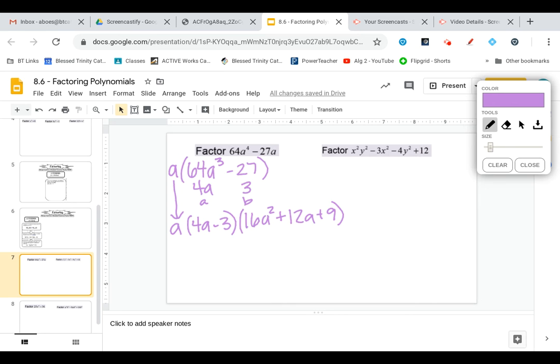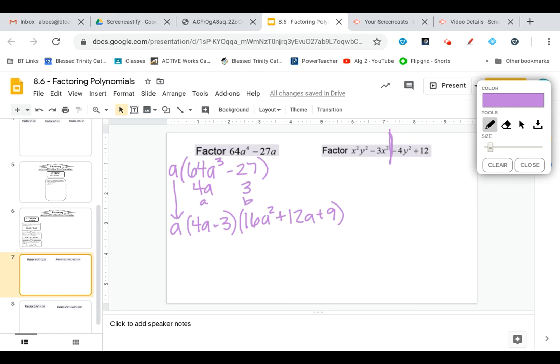So then let's look at my next example. x squared y squared minus 3x squared minus 4y squared plus 12. This has 4 terms, so I'm going to split it right down the middle and factor by grouping. See what can go into both the first term, or the first group, and what can go into the second group.